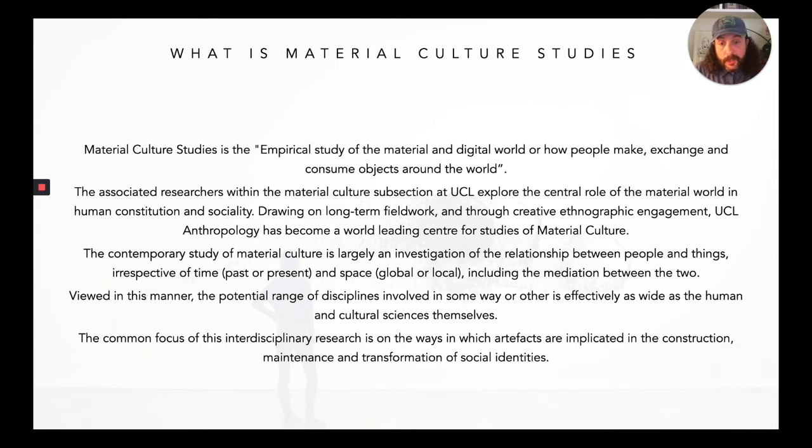The common focus, however, of this interdisciplinary research, and we are a very undisciplined discipline. So, as I mentioned earlier, my PhD within the department had both art history and architectural history at its center, alongside anthropological theory and, of course, anthropological methods. So the common focus of this interdisciplinary research is on the ways in which artifacts are implicated in the construction, maintenance, and transformation of social identities.